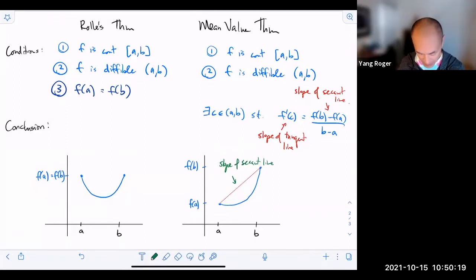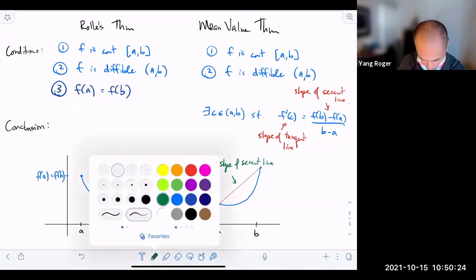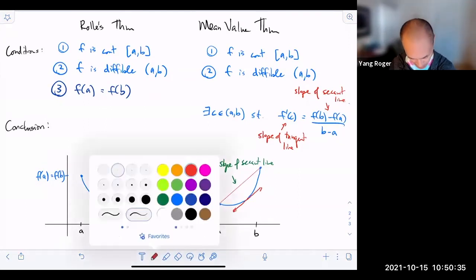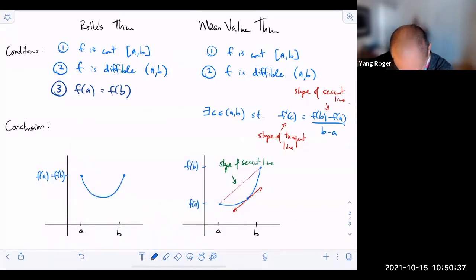So what does the theorem say? The theorem says there's some point within the interval (a, b) that has a matching slope. If I eyeball it, it looks like this point right there is going to be my c. So let me label it. At this point, if I calculate the slope of the tangent line, it's parallel to the secant line. In other words, they have the same slope. So that's what the mean value theorem tells you.